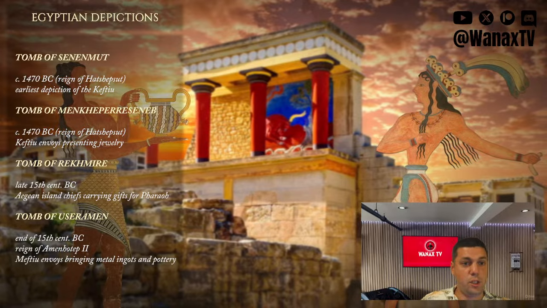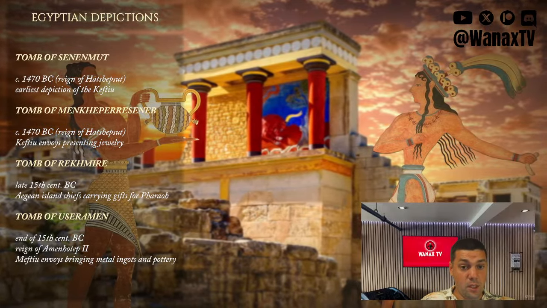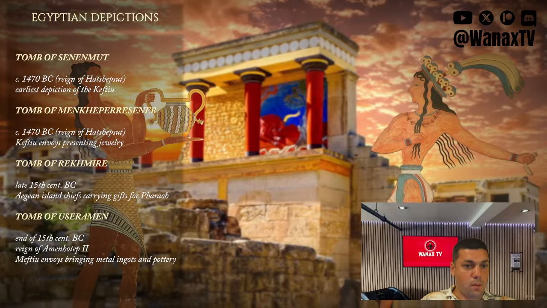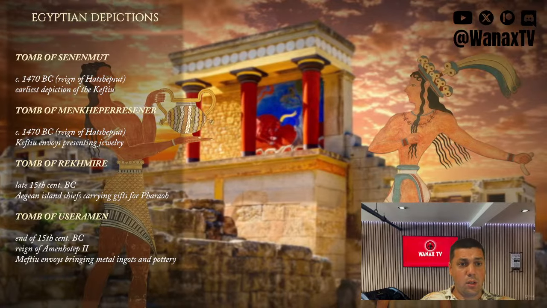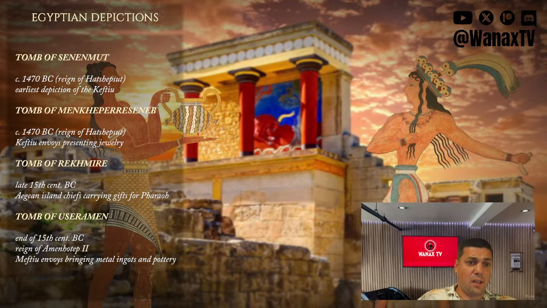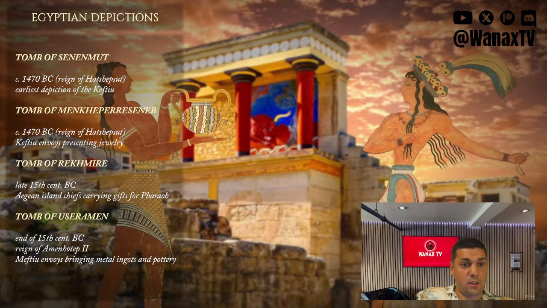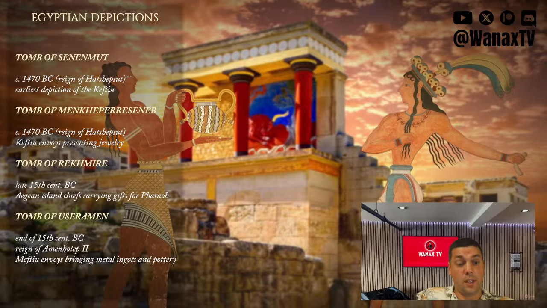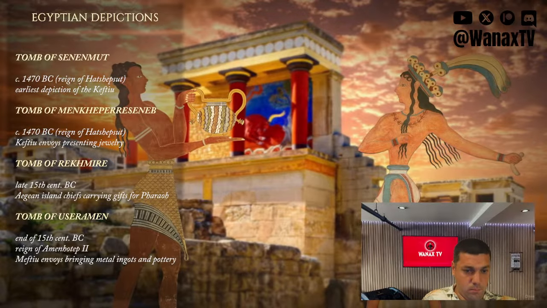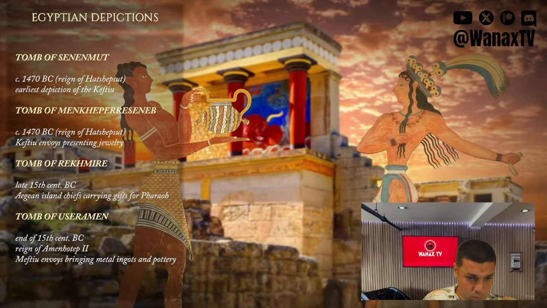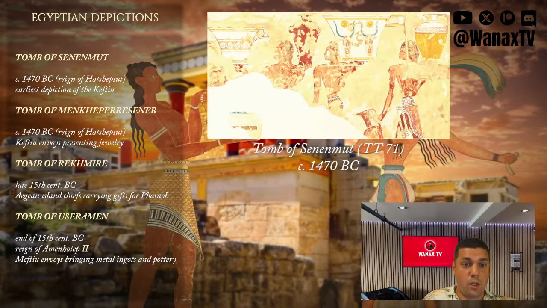So here we have the Egyptian depictions, and I have listed 4 of them here. We have tomb of Senenmut, dated to about 1470, and this is the reign of Hatshepsut, Tutmosis' mother. And this is the earliest depiction of the Keftiu that we know of. So I will show that on the screen for you. This is the depiction that we're talking about.